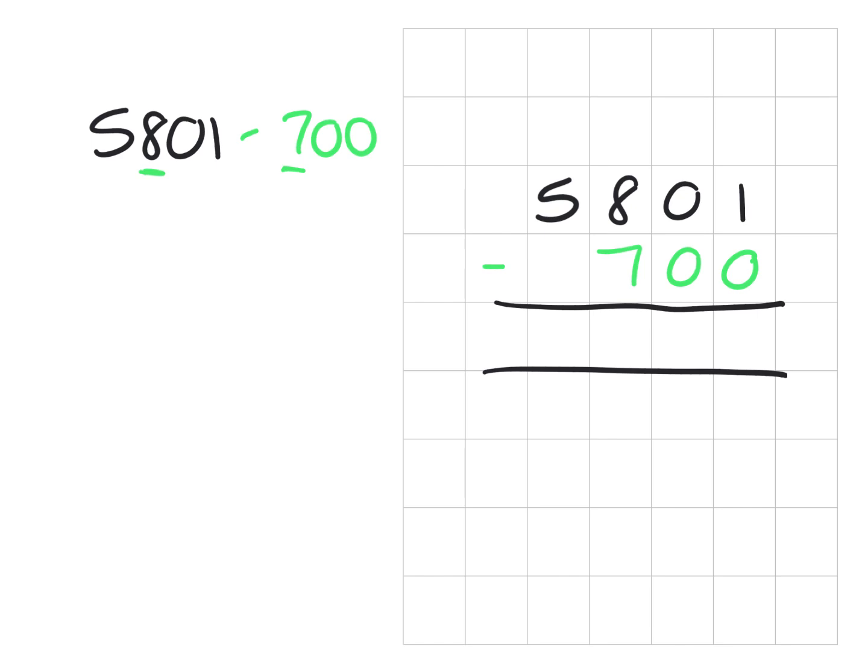So the units, 1 take away the 0 remains 1. Nothing's happening here. 0 take away nothing, so nothing. Now, this is where the effect is going to be had in the hundreds column. 800 take away 700 is 100. And finally, 5,000 take away nothing remains 5,000 for a final answer of 5,101.